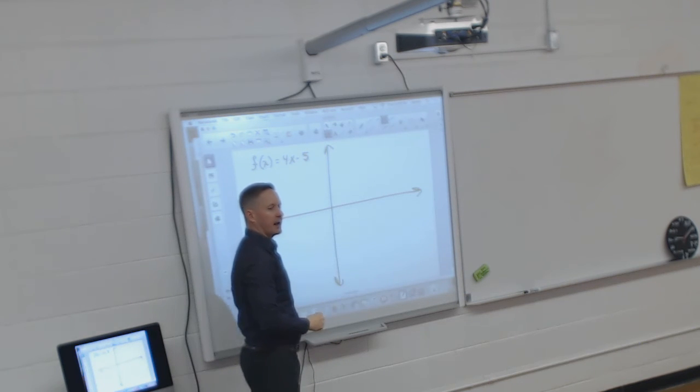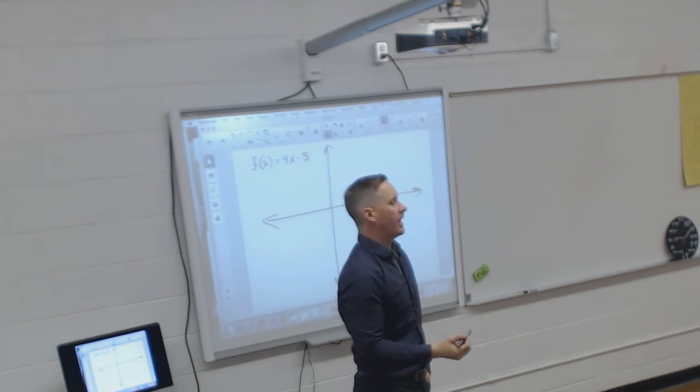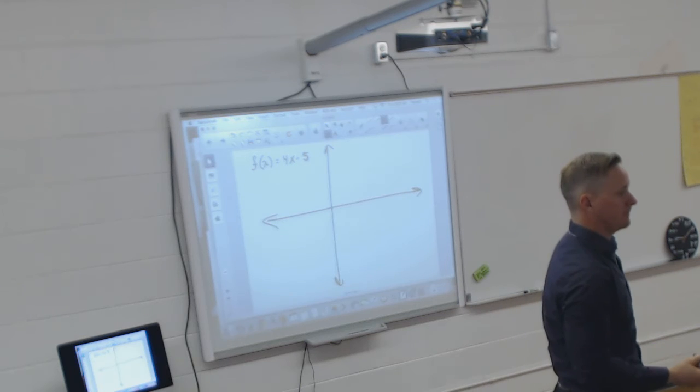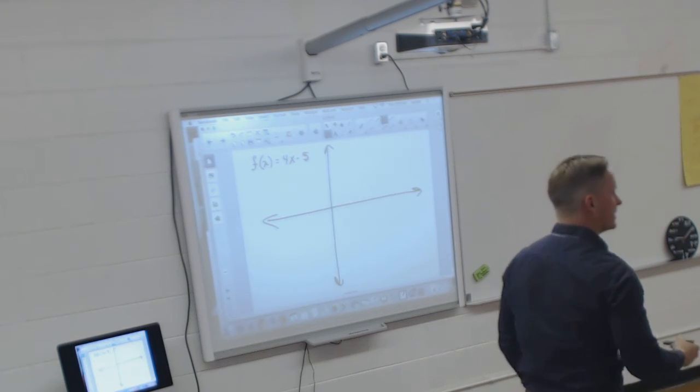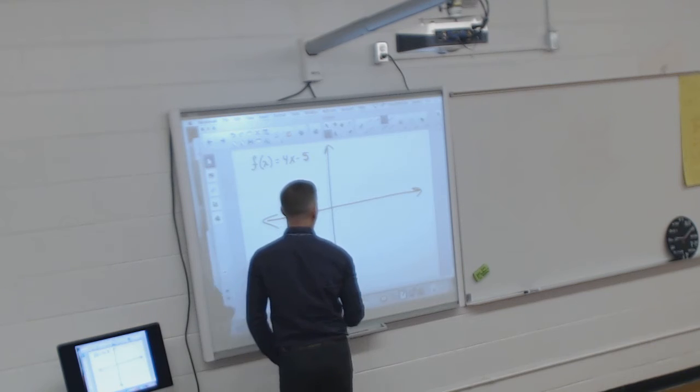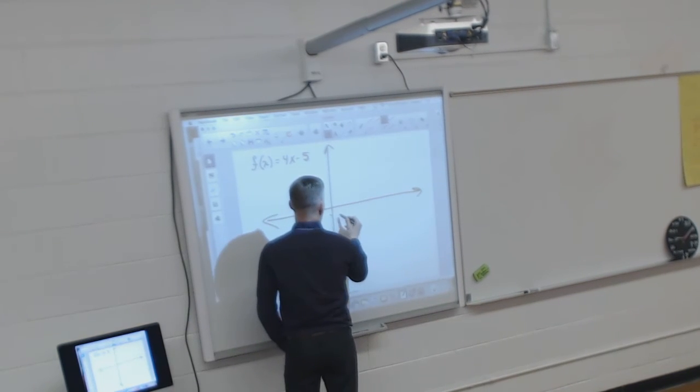So, I gotta graph this. So here's, we're getting back to having to be able to graph lines. Alright? So let's graph this line. Where do I go? Where's my starting point? Oh, one.